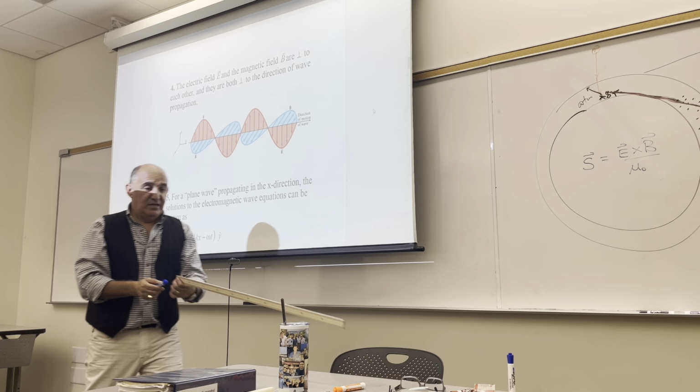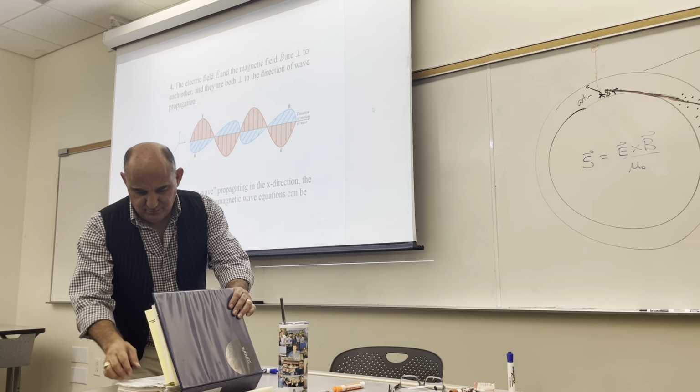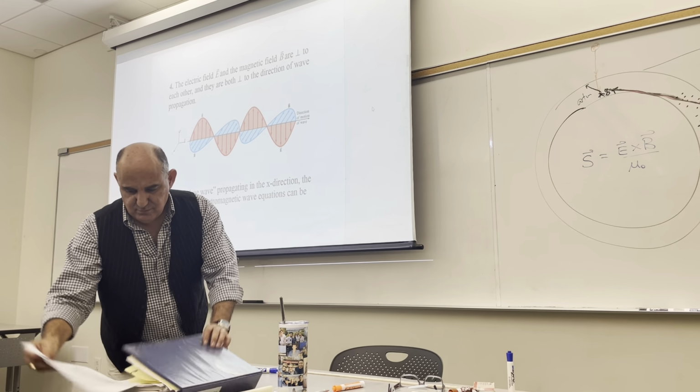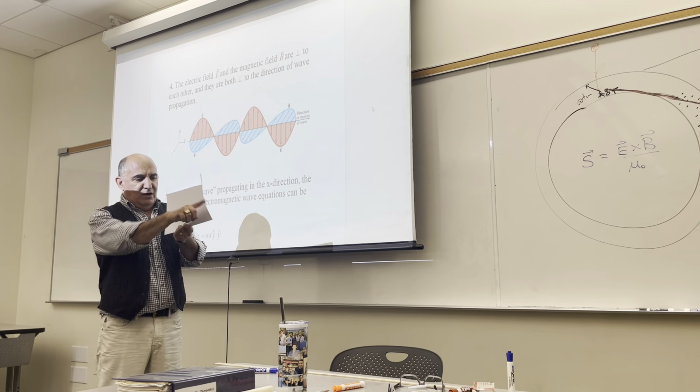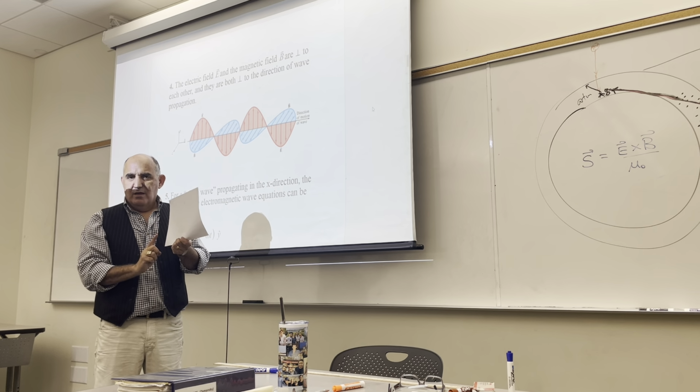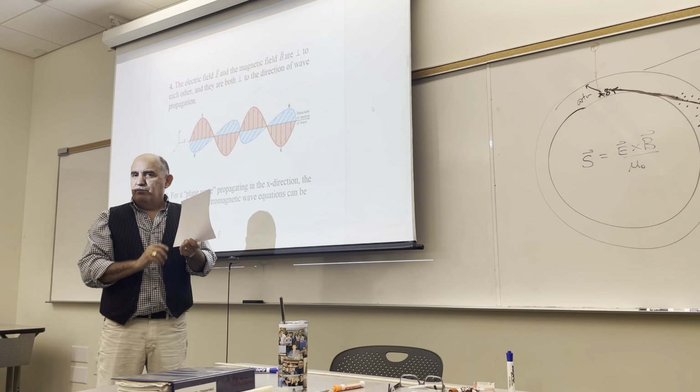So this would be the plane of polarization. The wave goes that way and the electric field oscillates up and down. And so it's said to be linearly polarized.